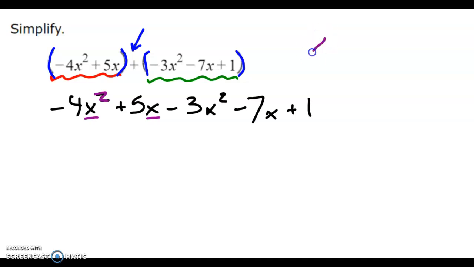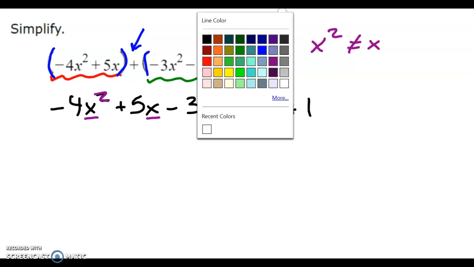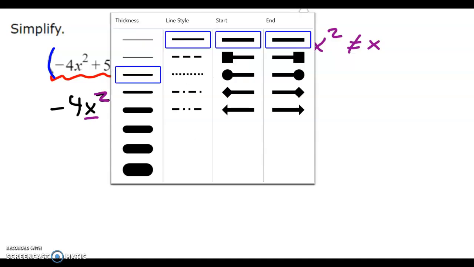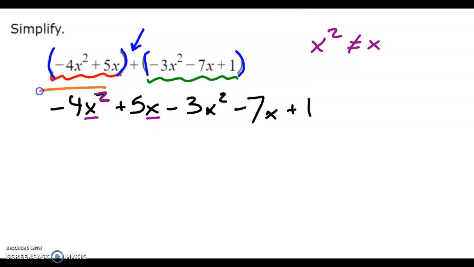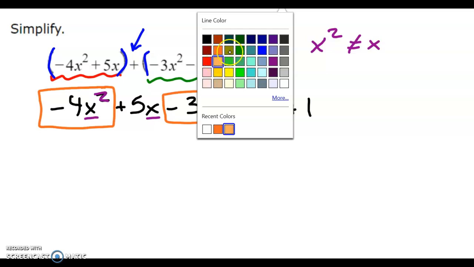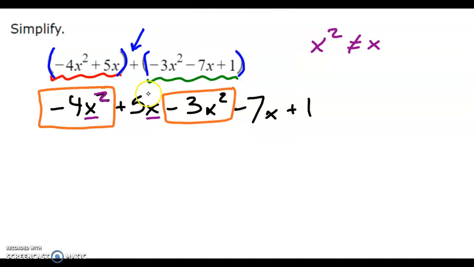So x squared is not the same as just a single x. With y squared and y, x squared is as different from x as a w is from x. Okay, they're not the same even though it's the same letter. So when we're going to start combining our like terms, we can put boxes around the x squared terms. Okay, and then let's put circles around the x's.